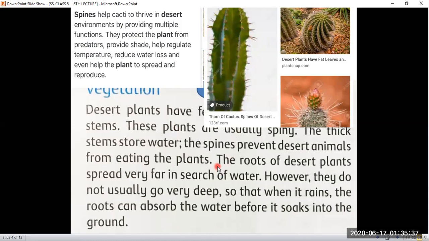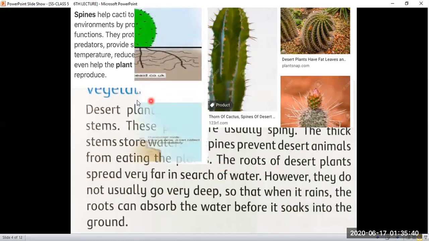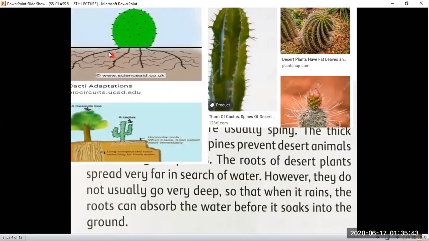Now, number two, we are talking about the roots of desert plants. So look here, the roots of desert plants spread very far in search of water. However, they do not usually go very deep, so that when it rains, the roots can absorb the water before it sinks into the ground. So these are the roots of desert plants which help the plant to absorb water for a longer time in a hot season.